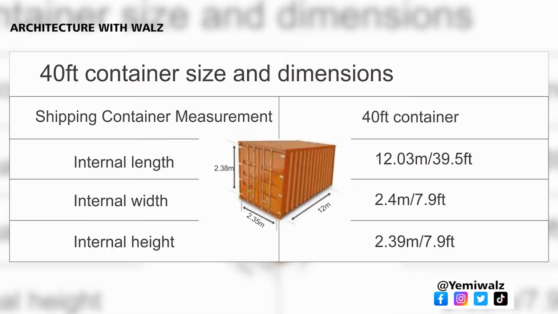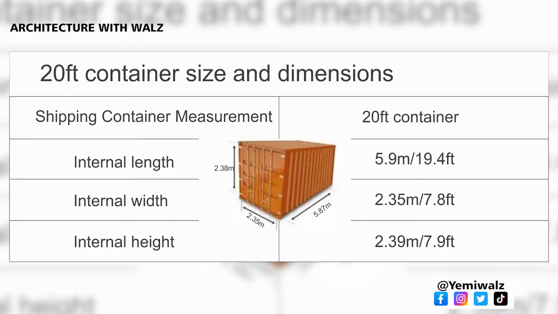So how many shipping containers did we use? Now if you're not familiar with shipping containers, there are two sizes. There's 40 feet and then there's 20 feet. And the standard size that we use in Nigeria, we use metric, so that's meters. Now it is 12 meters long by 2.4 meters wide.